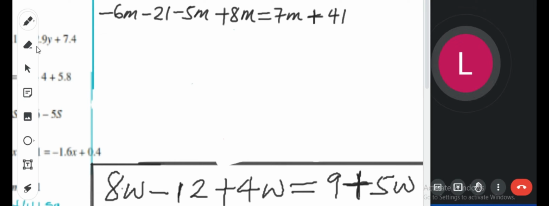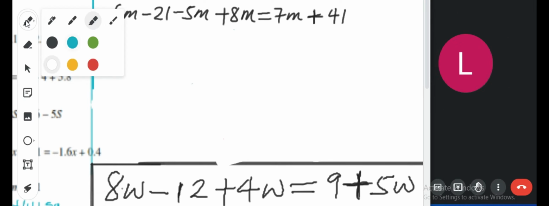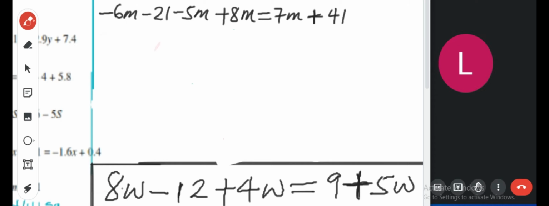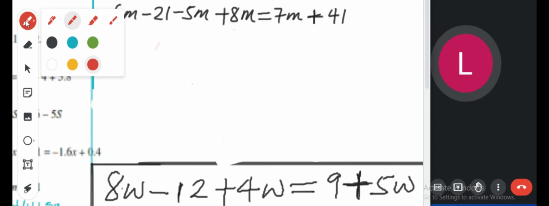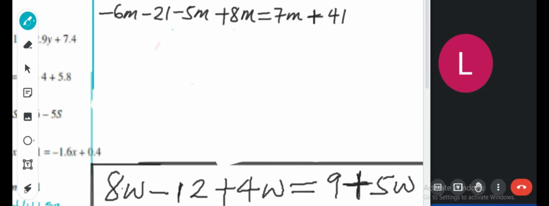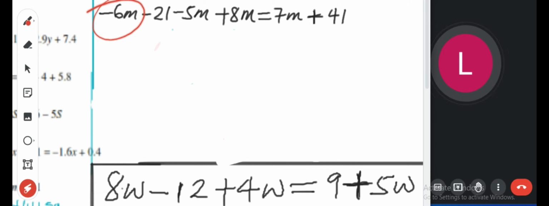Okay, so we have this question. What we do as usual is to collect like terms: minus 6m, minus 5m, plus 8m, and 7m. All of them should be written on one side. So we can move on to the left hand side, starting with minus 6m.